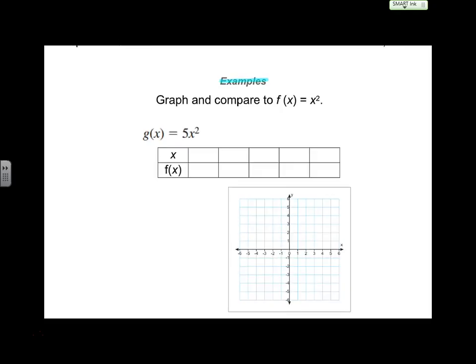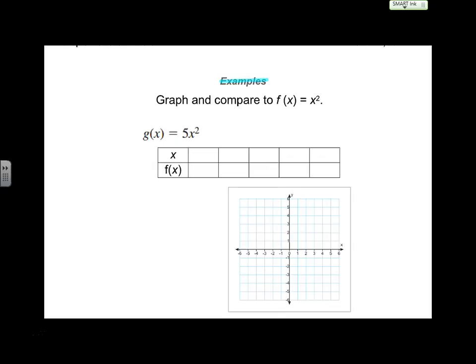Find me the points, graph, and then tell me the comparison. It already looks hard. Wait, it doesn't look hard. Just use the example. Okay, let's do it. I got it.